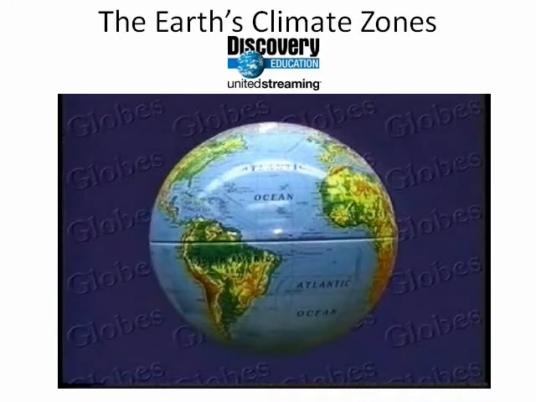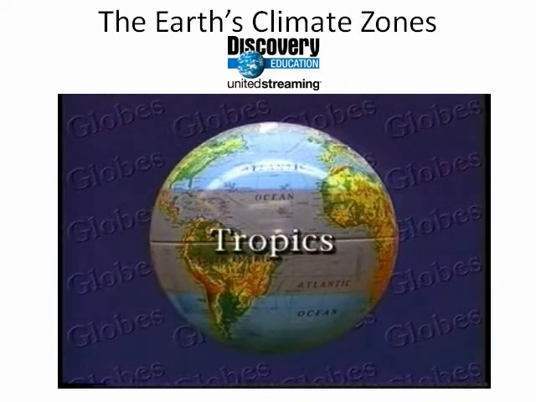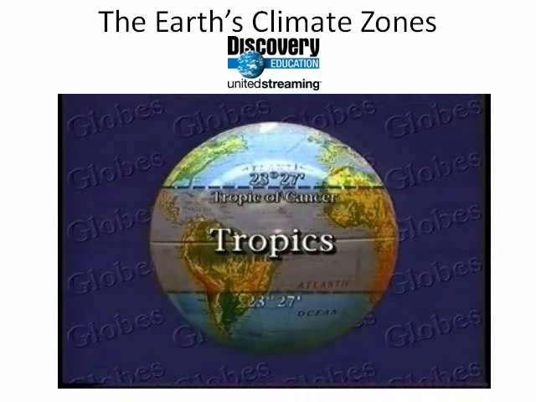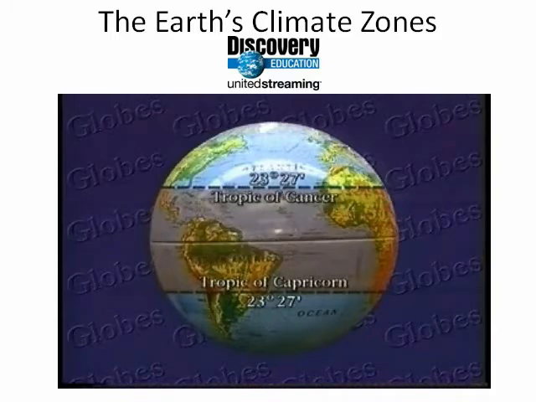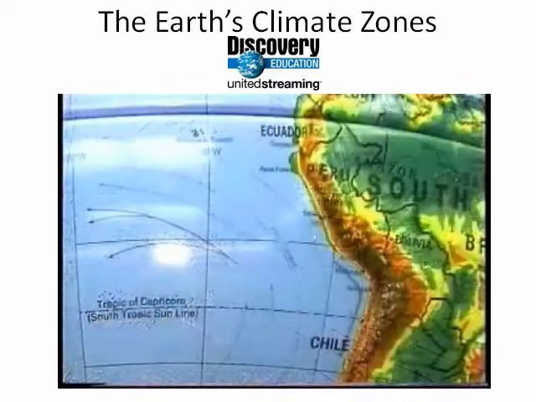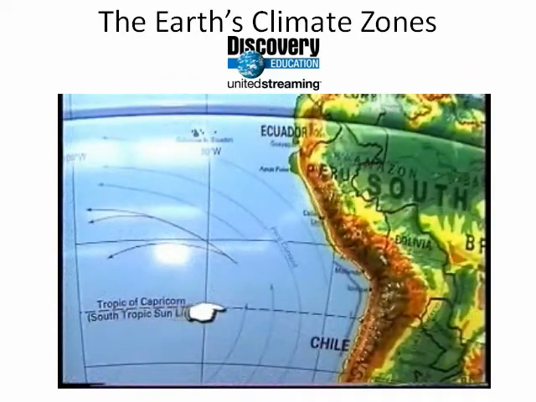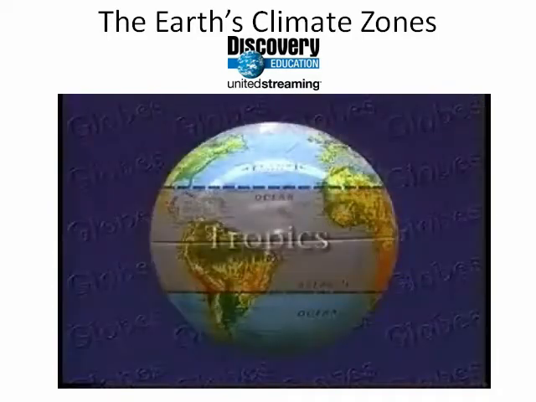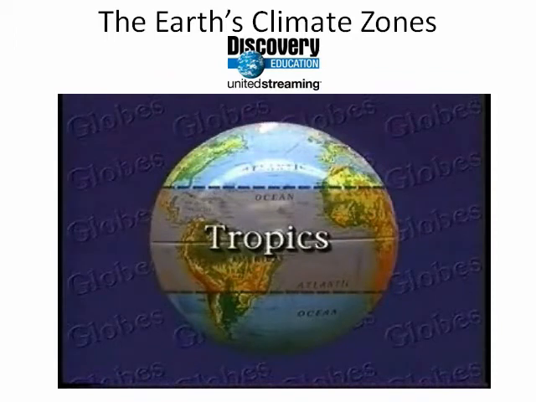There are 3 distinct weather regions on Earth. The first is called the tropics. It covers the area from 23 degrees, 27 minutes northern latitude, called the Tropic of Cancer, to 23 degrees, 27 minutes southern latitude, called the Tropic of Capricorn. The Tropic of Cancer is the northernmost latitude where the sun can shine directly overhead. The Tropic of Capricorn is the southernmost latitude where the sun can shine directly overhead. The tropics are known for their warm, sunny climate year-round.